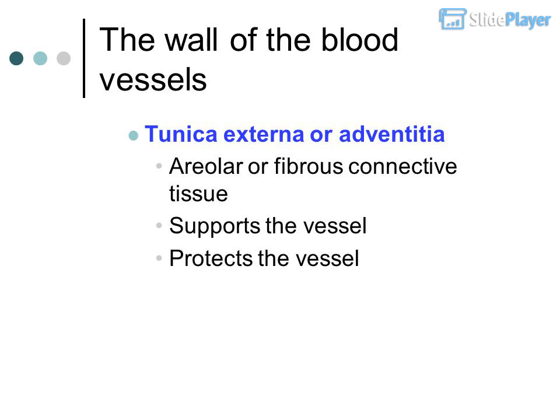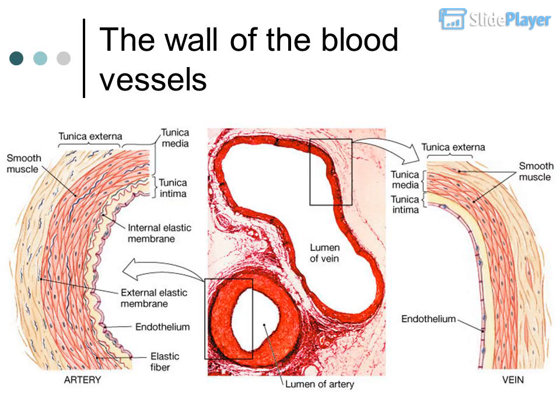The wall of the blood vessels. Tunica externa or adventitia is areolar or fibrous connective tissue. It supports the vessel and protects the vessel.